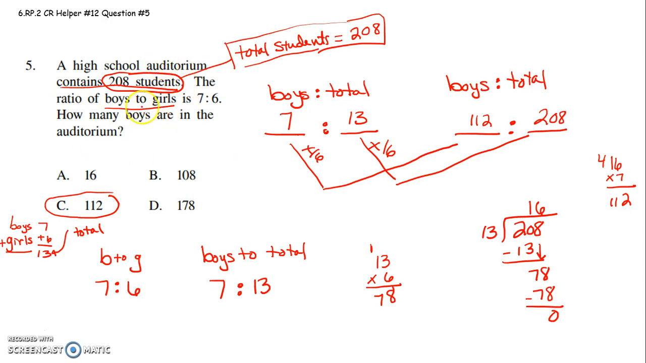So the key to this one, I don't know how the one on your CR is worded, but if they give you boys to girls and they're asking about boys and they give you information about the total students, you first have to figure out the ratio of boys to total. Then you can easily set up your ratio. I hope that helps.